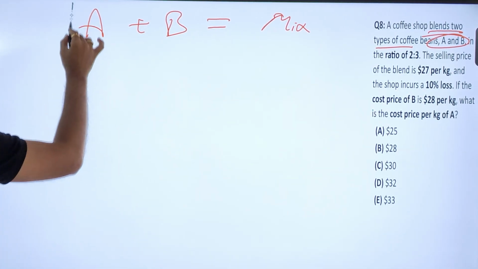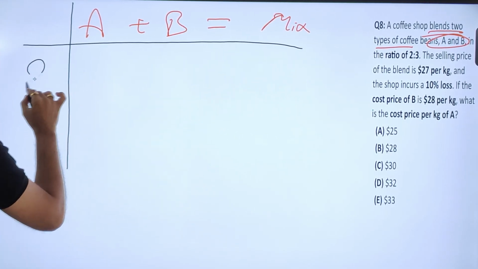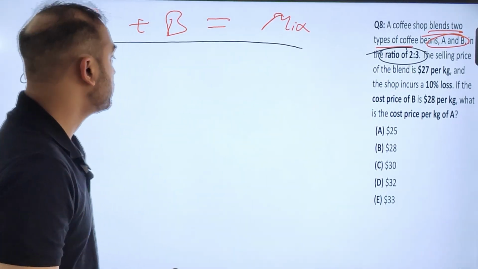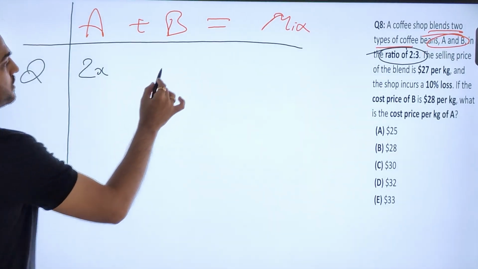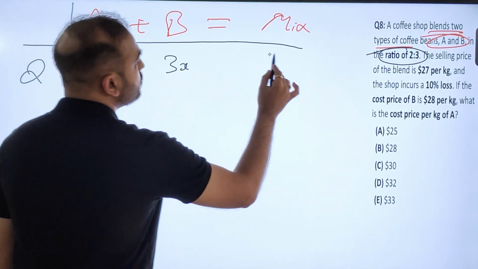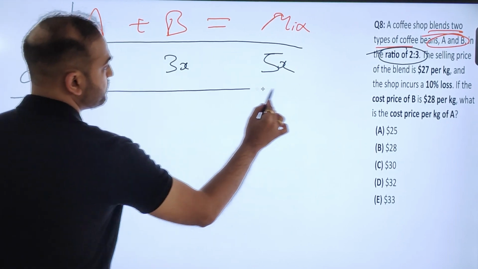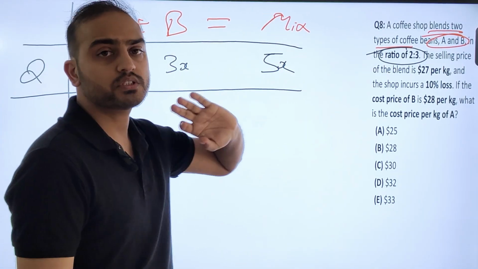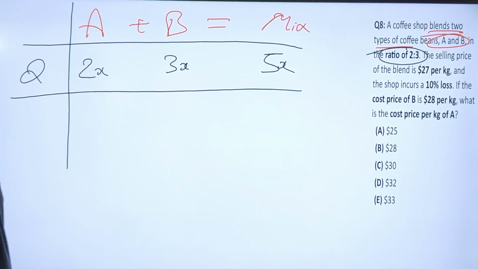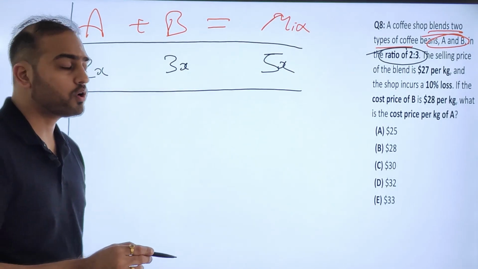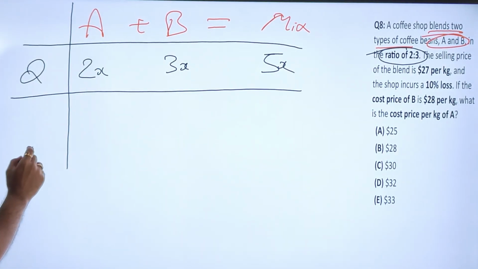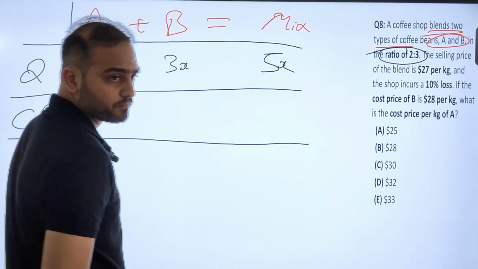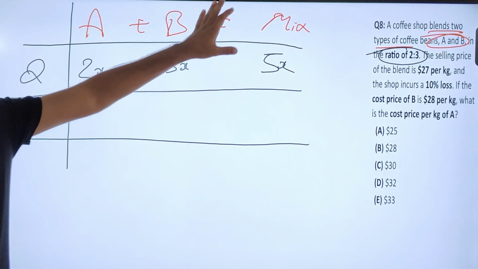Then let's focus on quantity. If you read here, they are mixed in the ratio 2:3. So quantity of A is 2x, B becomes 3x, total quantity of the blend becomes 5x. Now, as I told you many times before, this is the important part. Pick a factor and keep it uniform. So for example, I'm picking the factor as cost price. So I need cost price everywhere.